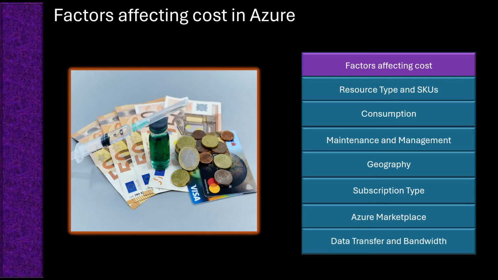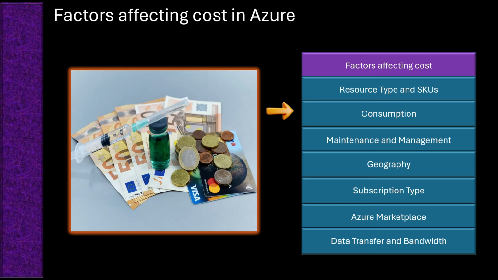When managing cost in Azure, it's important to understand the various factors that influence your overall expenses. Let's break it down. Different Azure services such as virtual machines, databases, or AI services have varying pricing structures. For example, a general purpose VM costs less than a GPU based VM. Similarly, storage costs depend on whether you use standard or premium storage. So cost varies based on the resource type and SKUs.